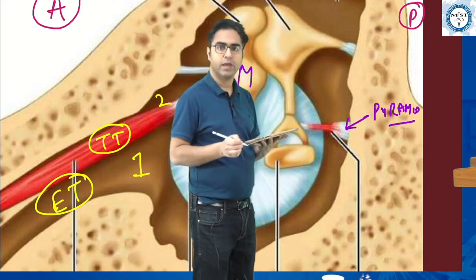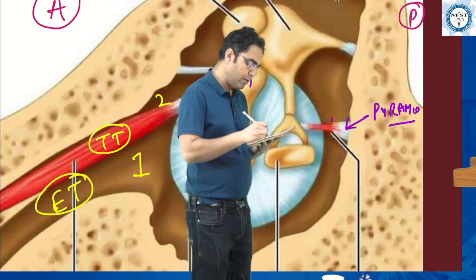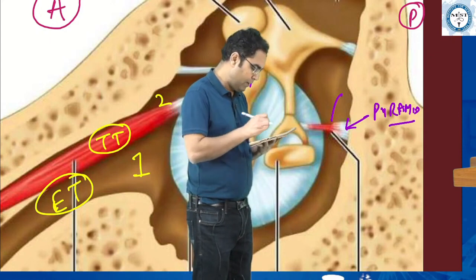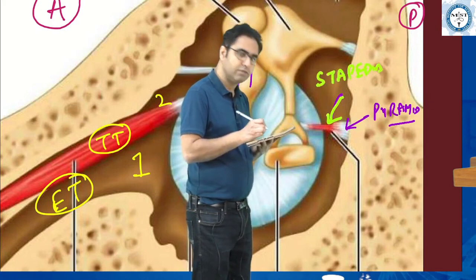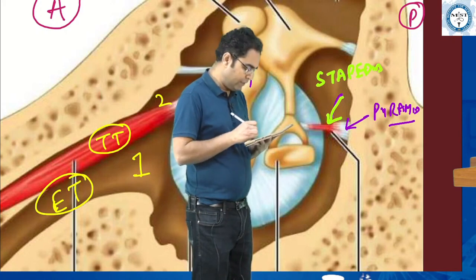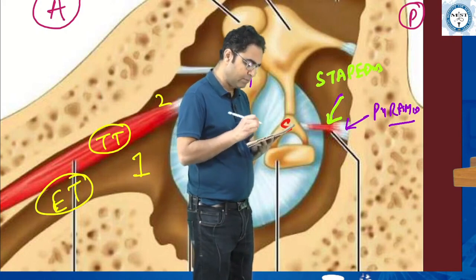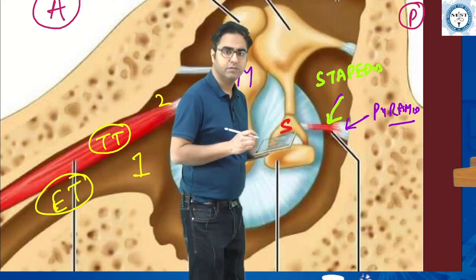Pyramid. Okay. From pyramid, which muscle is coming? This muscle is coming, beta. This is the stapedius muscle. And it attaches to what, beta? It attaches to stapes, beta. Okay, stapes. Can you see stapes, beta?